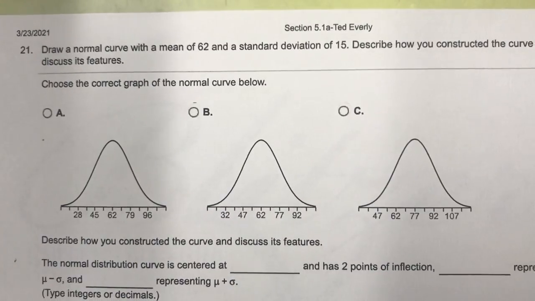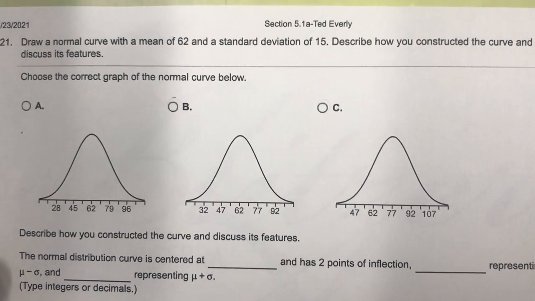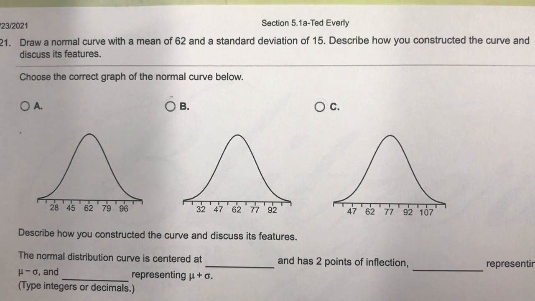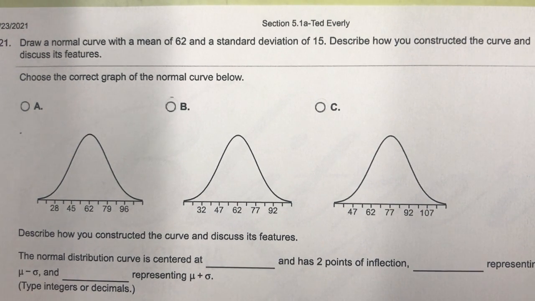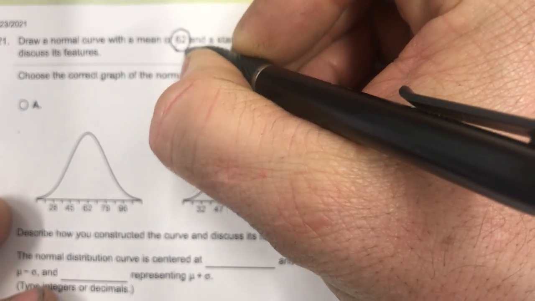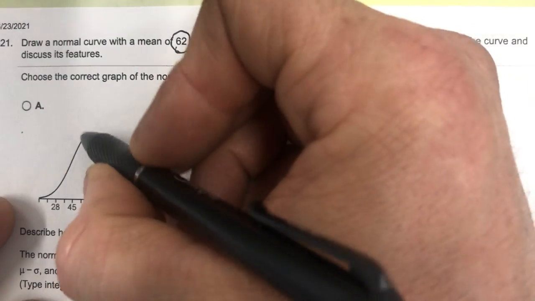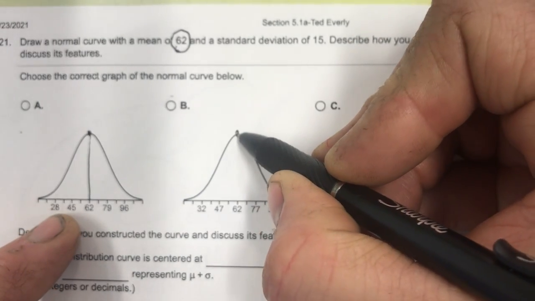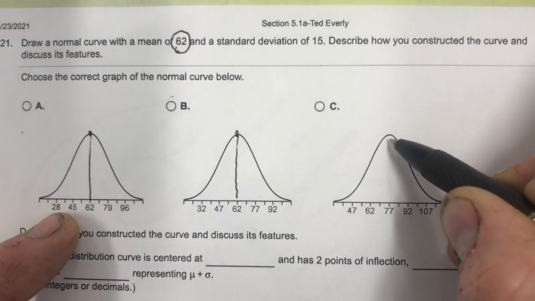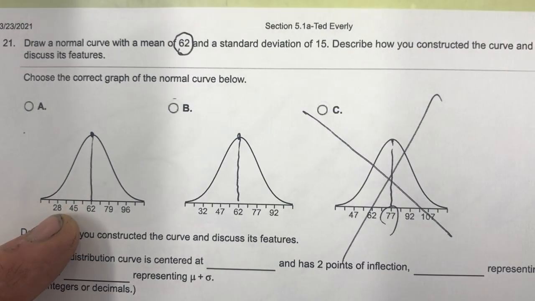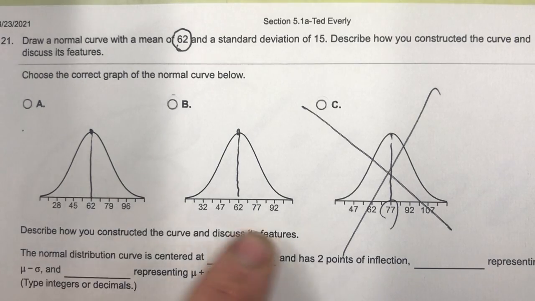Now one last one here, number 21. Draw a normal curve with a mean of 62 and a standard deviation of 15. Describe how you constructed the graph. All right, since it has a mean of 62, then 62 should be down the middle. Like right here. This is 62. It could be this one, and right here, it could be that one. And right here, it ain't this one because that's 77, so that one's out. Okay, so we know it's one of these two.